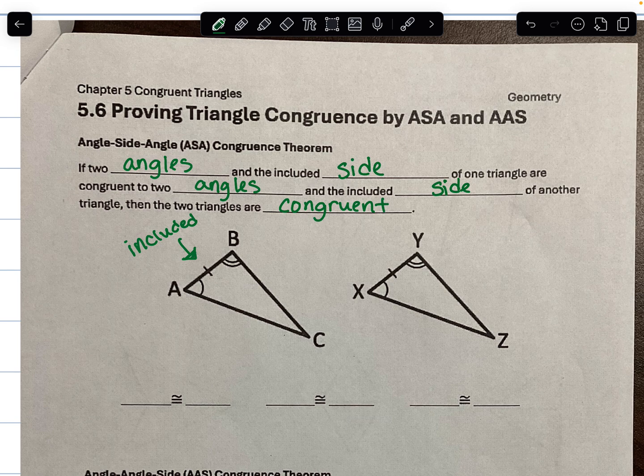So just like when we did side angle side, and we had to have the included angle, the angle that was between the two sides, angle side angle is the exact opposite. The included side has to be between the two angles in order to be angle side angle. Okay, so somebody tell me what parts here do we know? Let's go in order. Angle, side, angle. So what's the first angle we know is congruent? Angle A congruent to angle X.